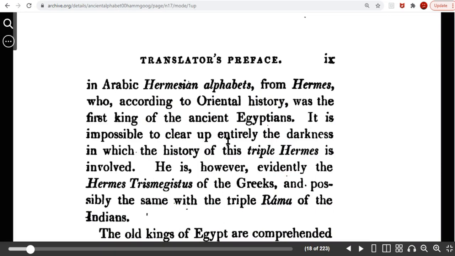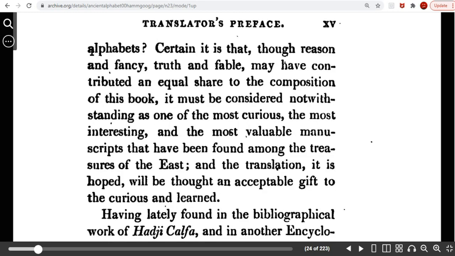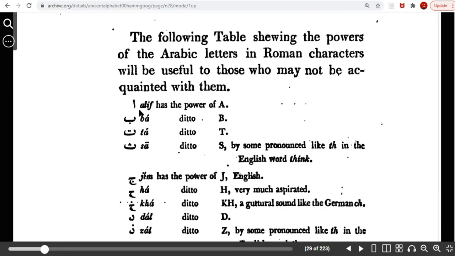And it's impossible to clear up entirely the darkness in which the history of this triple Hermes is involved. He is, however, evidently the Hermes Trismegistus of the Greeks, and possibly the same with the triple Rama of the Indians. And you can see a clue here in this word, in your word alphabets. In the beginning was the Word, and the Word was God, the Alpha. But Alpha habits lives in the Word. And you can see that in the beginning of this Arabic. It's one of the ancient languages, and you can see the alphabets.